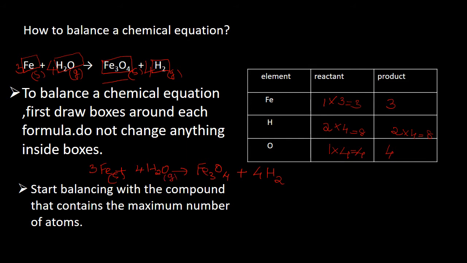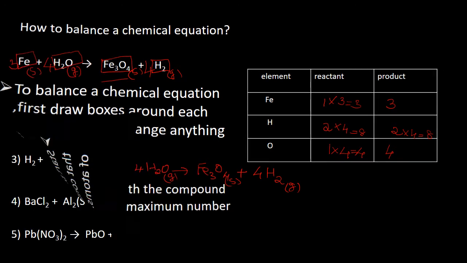Again, I need to mention the physical state symbols. Fe is solid, water is a gas, and Fe3O4 is a solid and hydrogen is a gas. This is the balanced chemical equation.